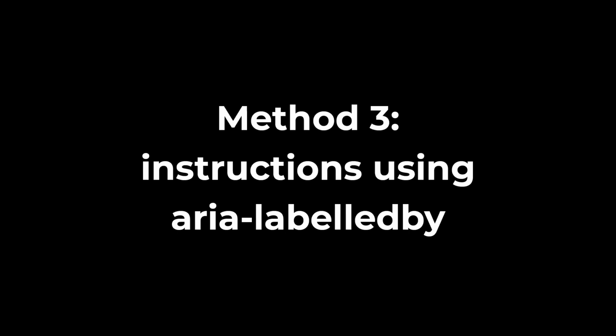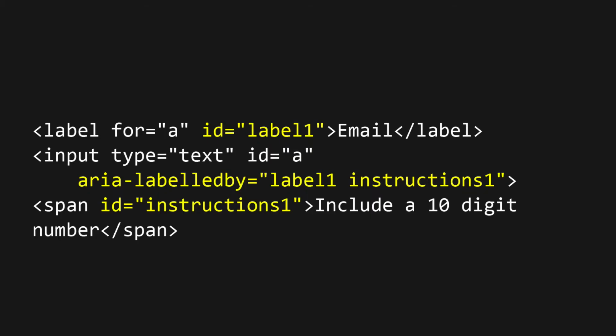Method 3, instructions using ARIA-labelledby. The ARIA-labelledby attribute can also be used to associate instructions with form controls. However, to ensure backwards compatibility, the label element also should contain an ID value which is referenced by the ARIA-labelledby attribute. In this example, the label has an ID of label 1. The span element, which contains the additional instructions, has an ID value of instructions 1.